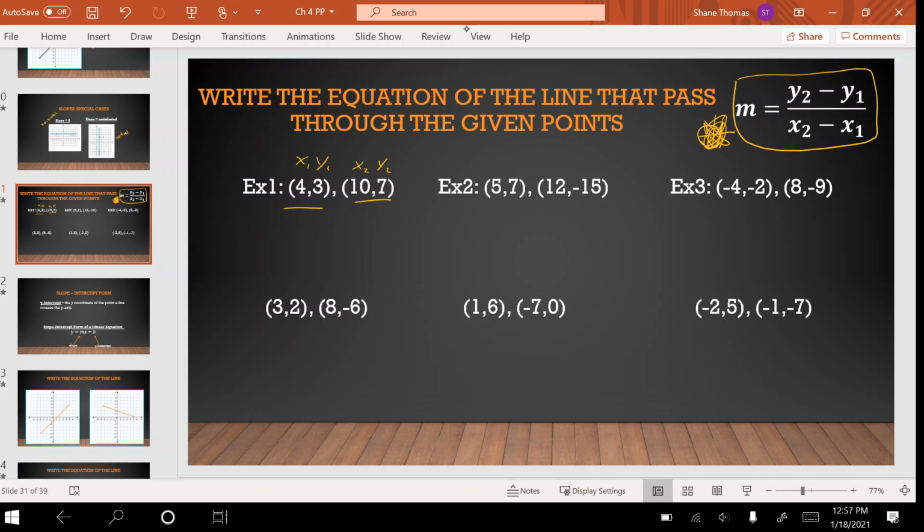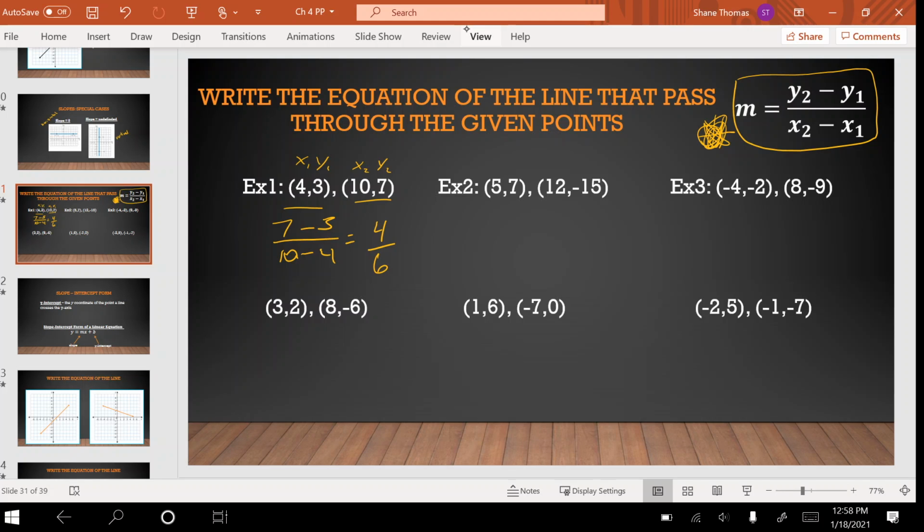What is my y2 number here? I just labeled it. What's my y2 number? 7. Okay? 7 minus, what's my y1? 3. On the bottom, what's my x2? 10. What is my x1? 4. And it has to be minus 4. Okay? What's 7 minus 3? 4. What's 10 minus 4?